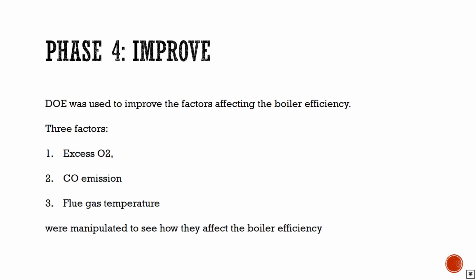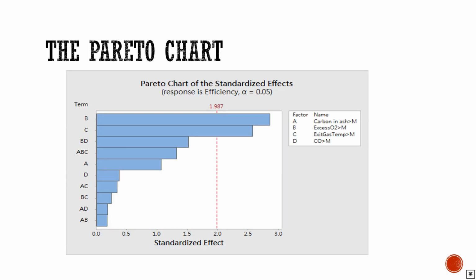So we use Minitab to plot a Pareto chart, and we can see the main contributors will be the carbon in ash, the excess O2, and also the flue gas temperature. So we mainly focus on these two parameters, and the rest will also be included in our control phase.